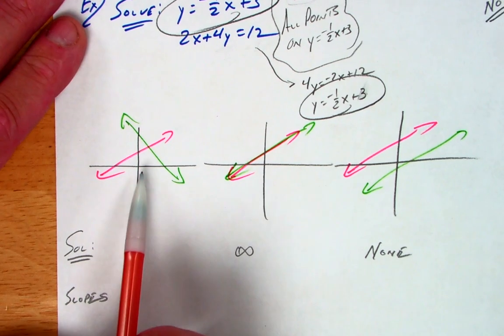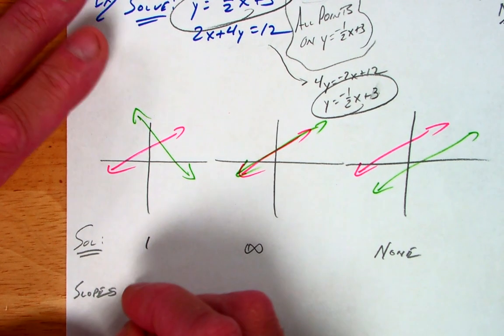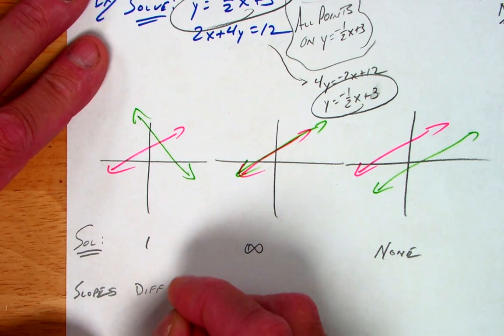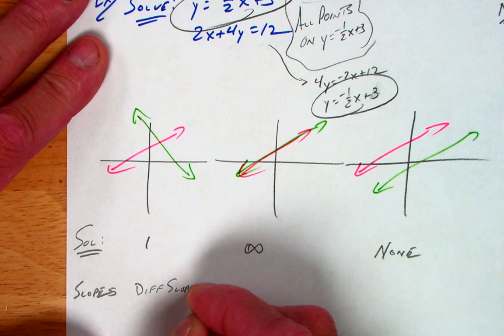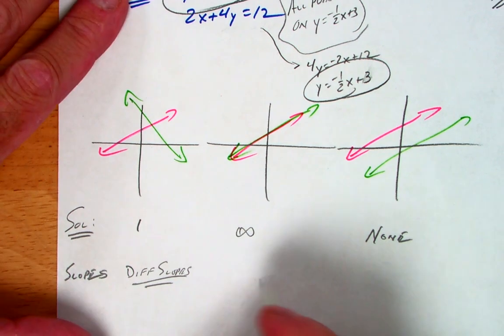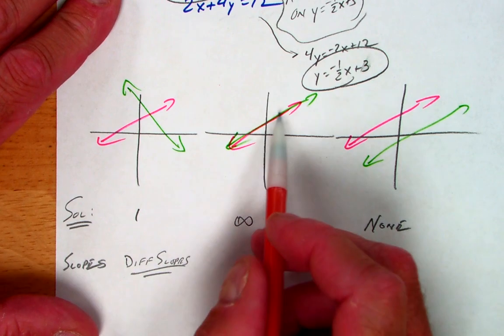The slopes of these two lines are different. Anytime your slopes are different, they're going to intersect, because they have different angles. They're going to intersect at some point in time. Okay? So slopes, what about this one?